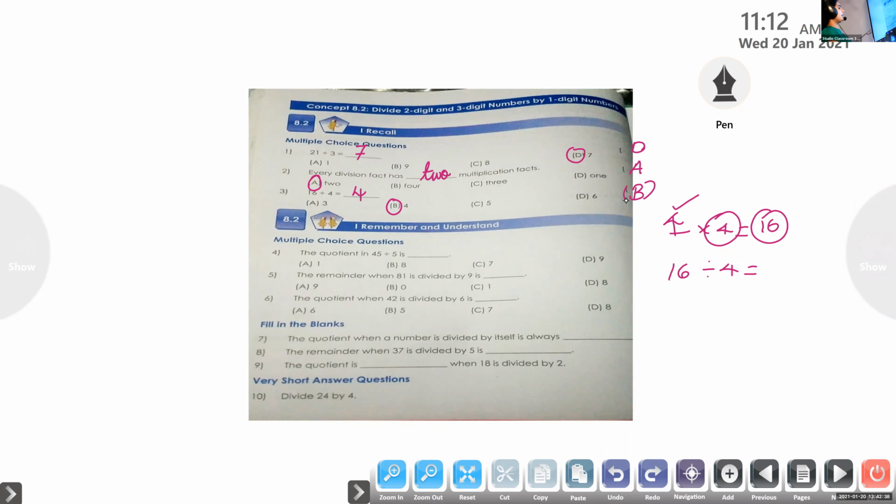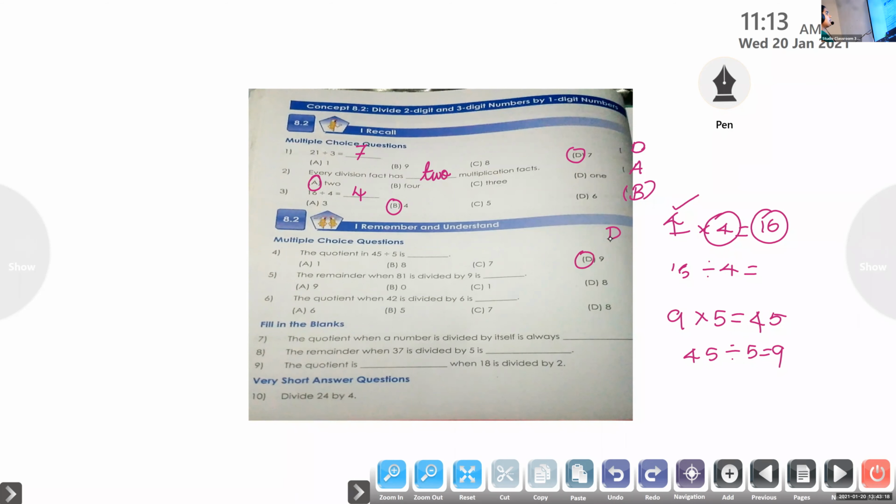Fourth question, Advait can read. 45 divided by 5 is the quotient. Quotient means the result of division. 9. Yes, 45 is coming in the table of 5. 9 5s are 45. So 45 divided by 5 is equal to 9. Very good. So option D.